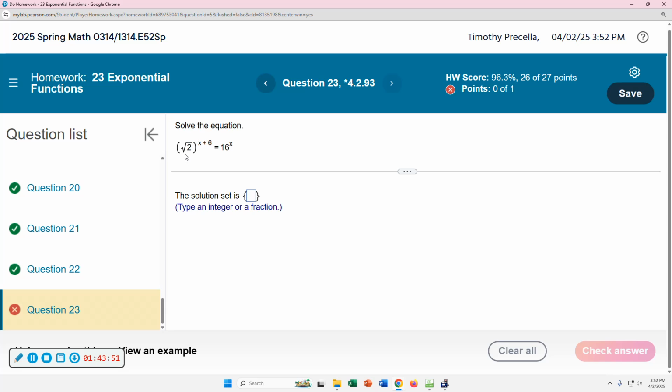So the square root of 2, all raised to the x plus 6 power, equals 16 to the x. I looked at this before class, and they were the same problem. So if you look up at the red x, I clicked on help me solve it so it would change the numbers.